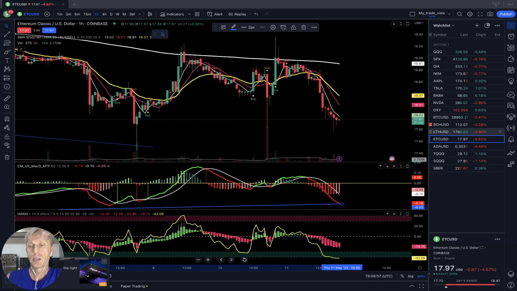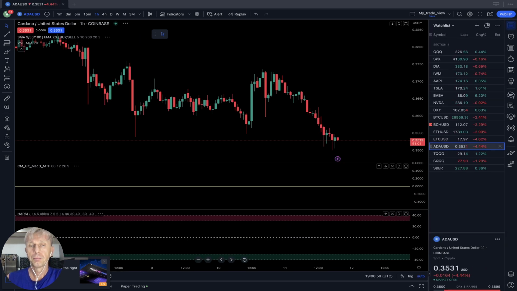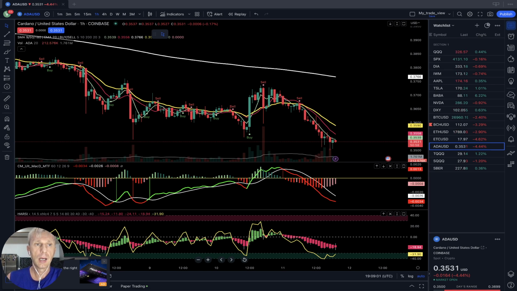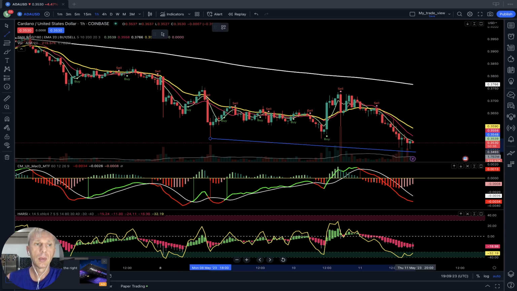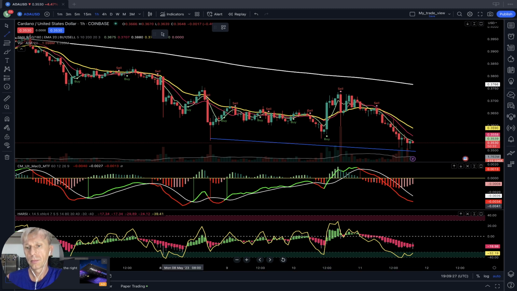ADA Cardano minus 4.5% also. Also very negative. ADA Cardano, let's start 1 hour time frame. Very oversold on RSI, minus 40. Very negative on all indicators. Last bar far from 20. It has some bullish divergence also, look at it. Like all other cryptos, right? The price action is downtrend and MACD has some bullish divergence.